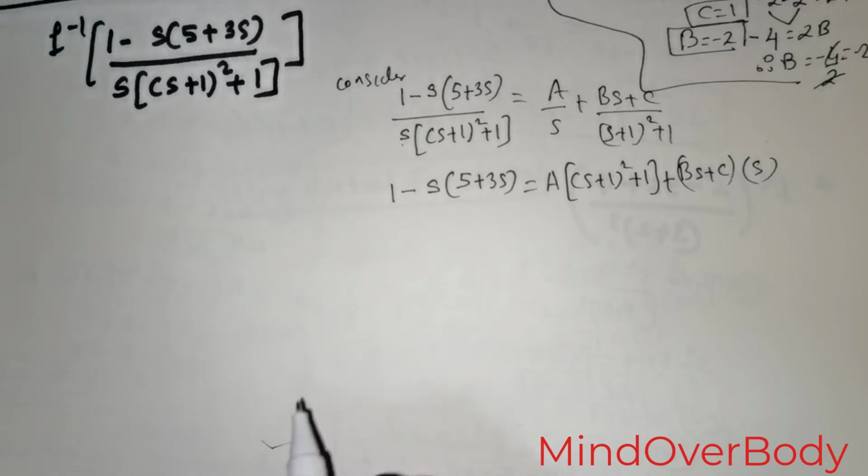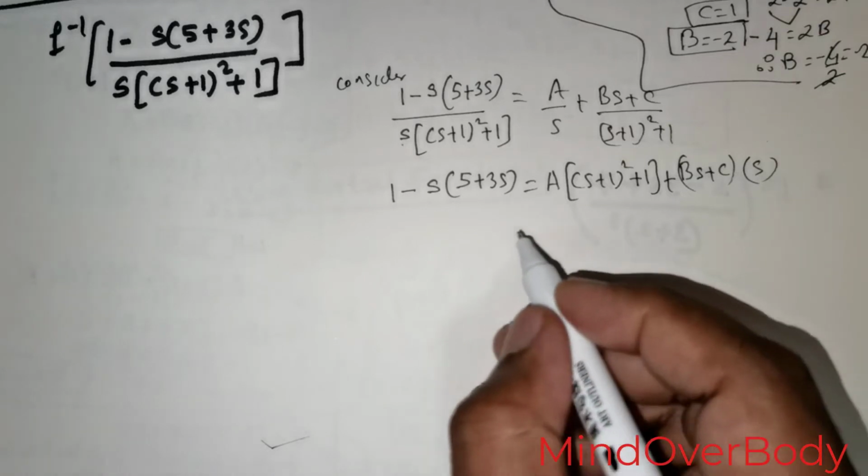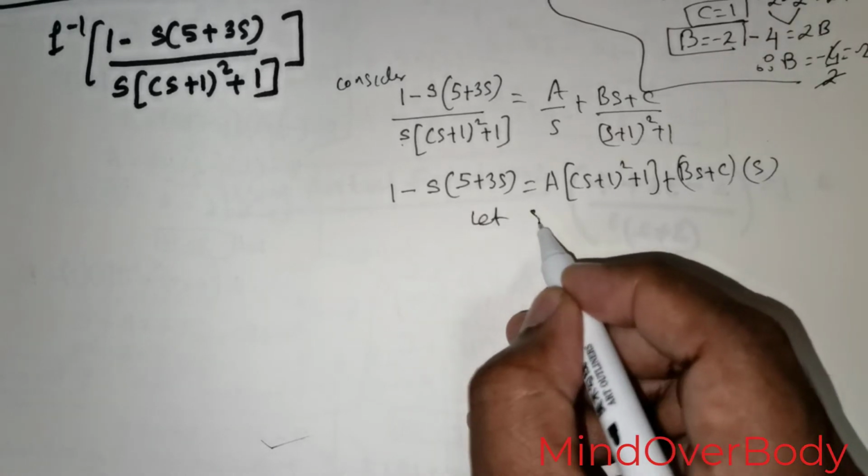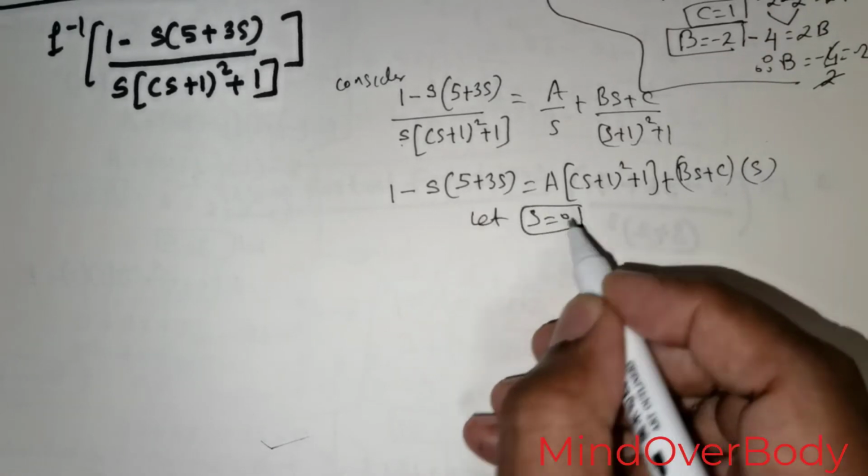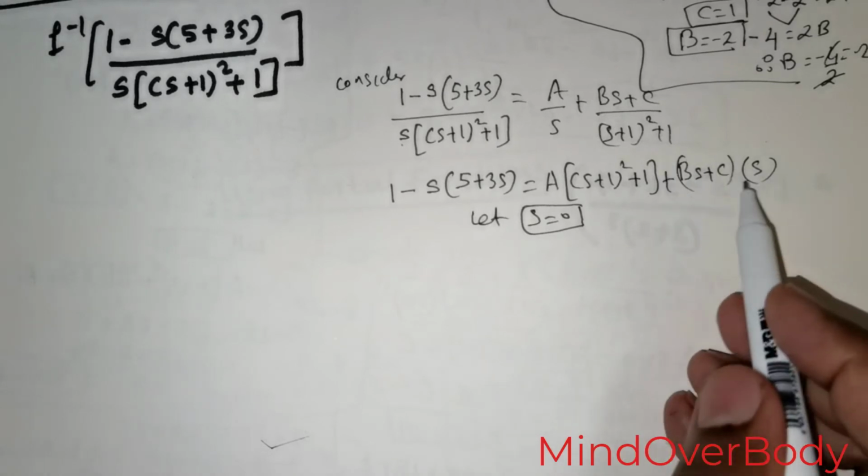Now I need to get rid of these quantities one by one so that I am able to get the values. So first things first, let S be equal to 0. If I do that, this entire quantity will vanish.